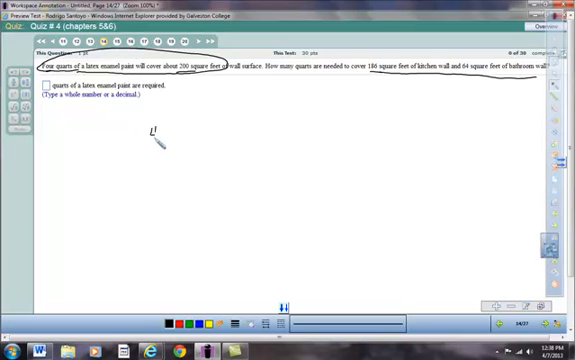Okay. 4, we have quarts, covers 200 square feet. The question is, well, what are we looking for? How many quarts, right? So how many quarts is going to cover this part? 186 and 64. So to find out what number goes there, we have to first add those two.